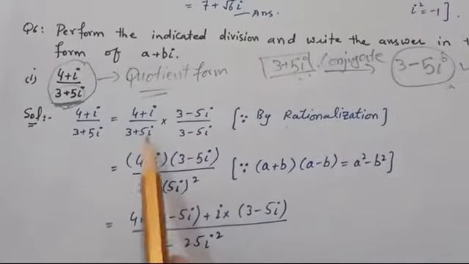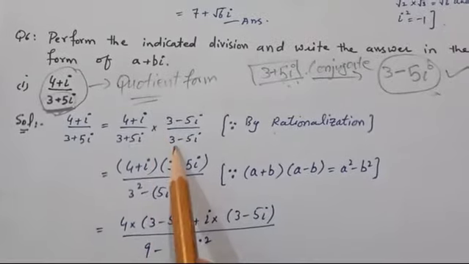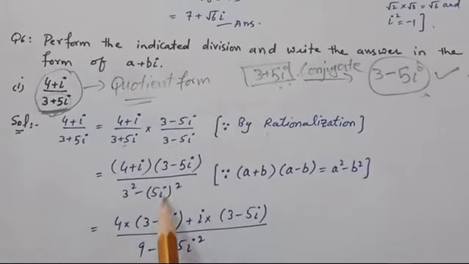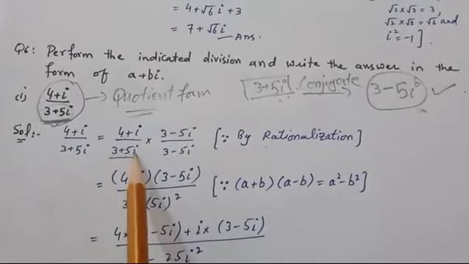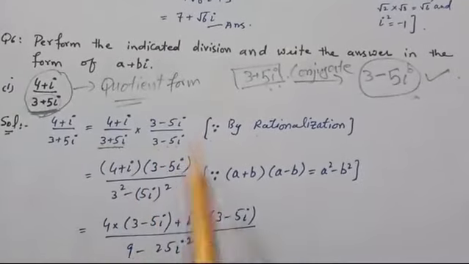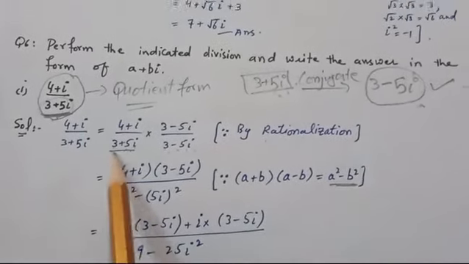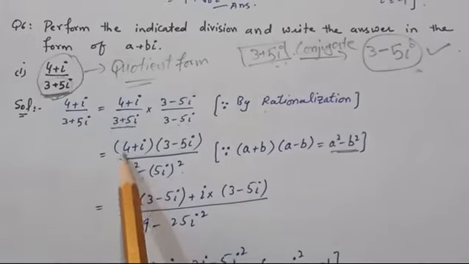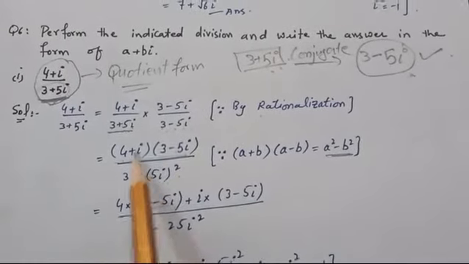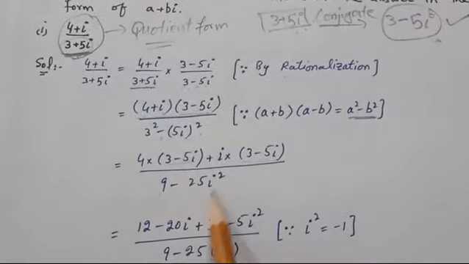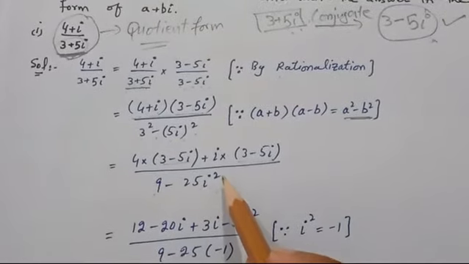So you see that I multiply and divide by the conjugate with this quotient form. The numerator will be multiplied with the numerator, and the denominator with the denominator. Now consider this as a plus b times a minus b. Here a is 3 and b is 5 iota. So a plus b multiplied by a minus b is equal to a square minus b square. So this will become 3 square minus 5 iota whole square. Now multiply these two complex numbers, horizontal multiplication: 4 multiplied with 3 minus 5 iota, plus iota multiplied with 3 minus 5 iota. Now the denominator will become 9 minus 25 iota square, and you know that iota square is equal to minus 1.